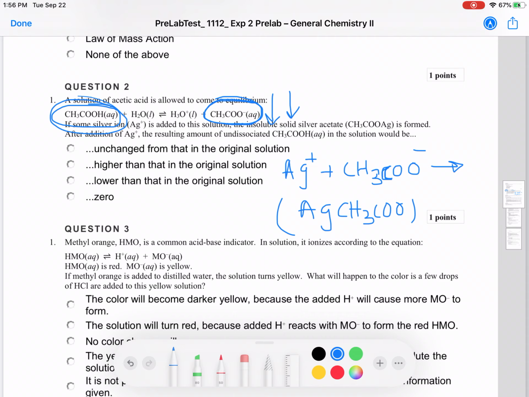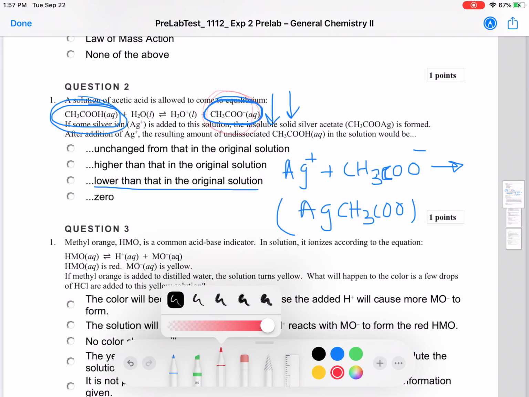The options are: unchanged from that in the original solution, higher than that in the original solution, lower than that in the original solution, and 0. What do you think? What is going to happen to the acetic acid concentration? The resulting amount of undissociated acetic acid in the solution would be lower than in the original solution. Why? Because now we are losing acetate ions. As a result, more of the acetic acid is going to dissociate.